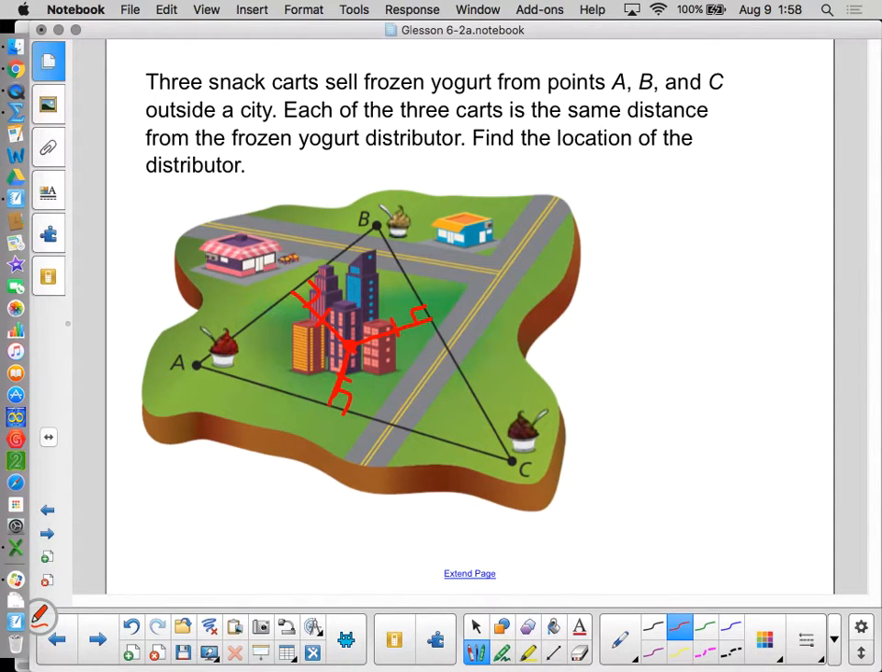And I'm guessing, obviously, right here. I'm not constructing. So that'll be equidistant to all 3 vertices. Obviously, I didn't do a great job guessing, but you get the idea.